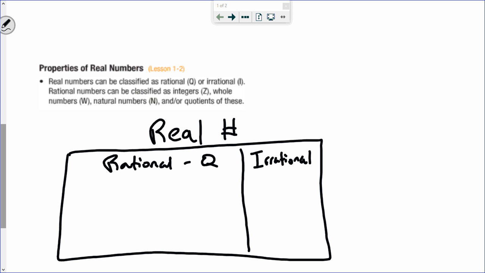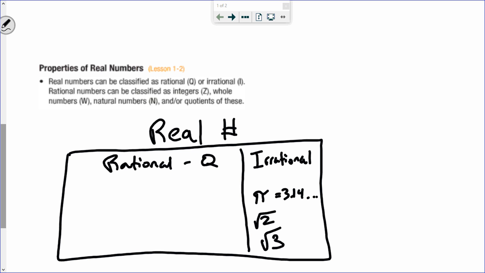Inside of the irrational numbers, let's just talk about them briefly. Irrational numbers are non-repeating, non-terminating decimals. Examples of those: pi, 3.1459, continues. Square root of 2, a really good example of irrational. Square root of 3. Numbers like that that have non-repeating, non-terminating decimals are what we call irrational.